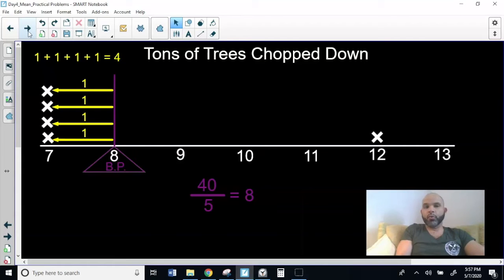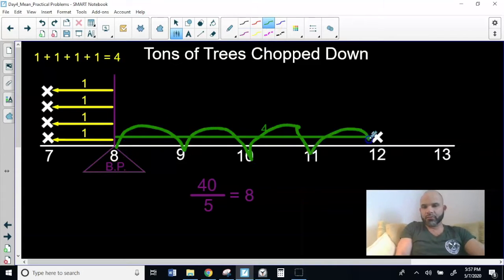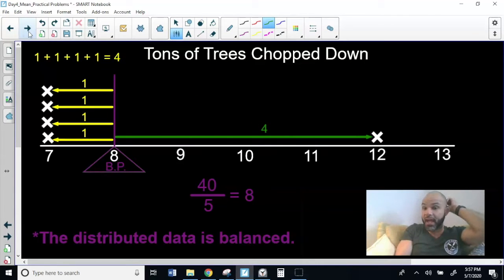Well, we only have 1 point that's above or greater than or to the right of our balance point, and that's 4 units away. And always, just to make sure you understand where we get that distance from, it's not 1, not 2, not 3, but 4 units away, right? Well, the sum over here is 4. The sum over here is 4. So that proves that your data is distributed and it is balanced, okay? So that's what you did yesterday for your independent practice.